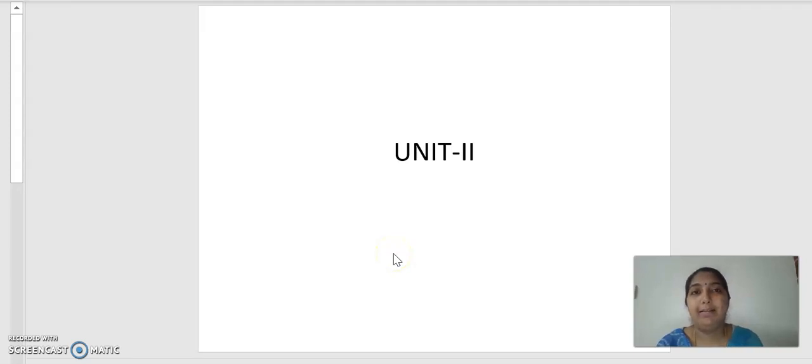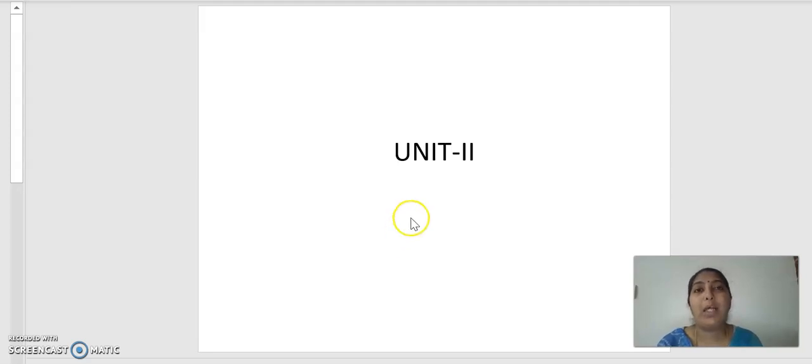Today we'll start the discussion of second unit. In the first unit, we had seen some basic details related to the Arduino board as well as programming concepts related to the Arduino. And in this second unit, by using the basic concepts of Arduino programming and Arduino, we are discussing about the interfacing of various sensors, actuators, and communication devices to our Arduino board.